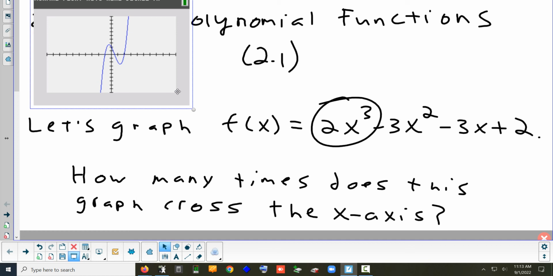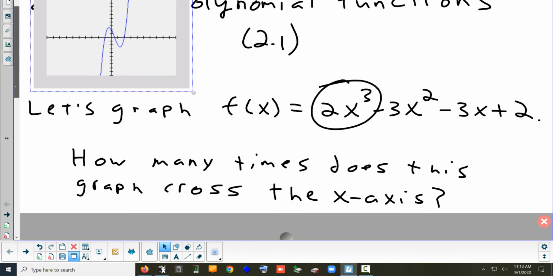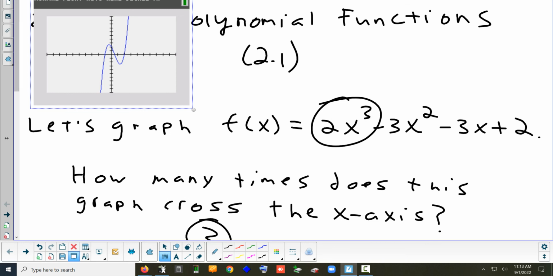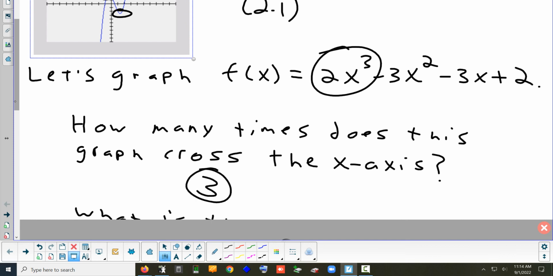How many times does it look like that graph crosses the x-axis? 3 times. And cubic polynomials, in general, can cross the x-axis up to 3 times. In other words, they can turn twice. This is a turn, that's a turn. Wherever you have what's called a maximum and a minimum, you get a turn. So it turns twice, resulting in 3 crossings of the x-axis. That's a maximum. It's not a guarantee of how many times it will cross. It could cross twice, it could cross once, but 3 is a maximum.